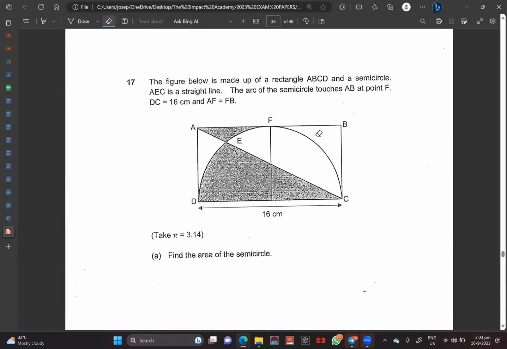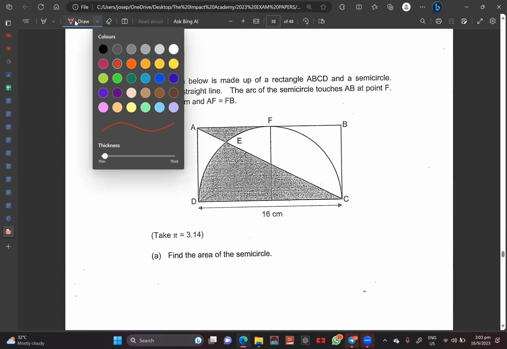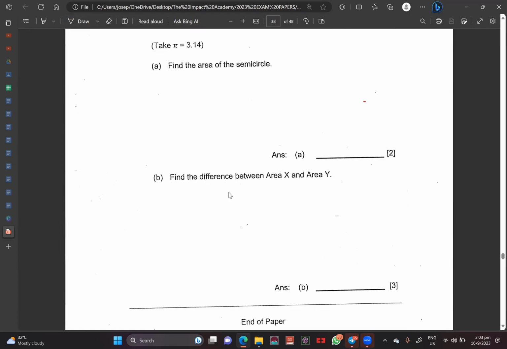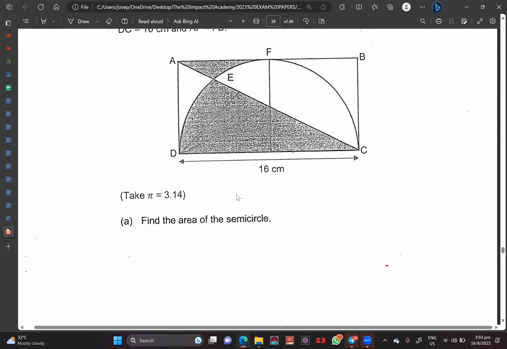Everyone, today we are looking at a question like this. I am not going to find A, because the area of the semicircle, I believe all of you can do that. What I'm going to do is really do B, because B is the one that is a little trickier, or in fact, a lot trickier.